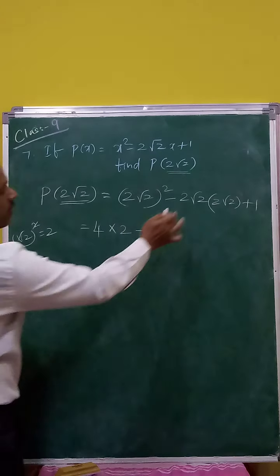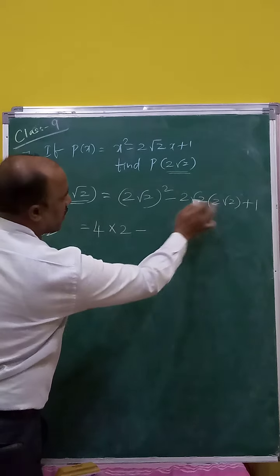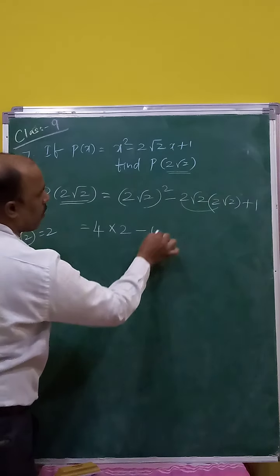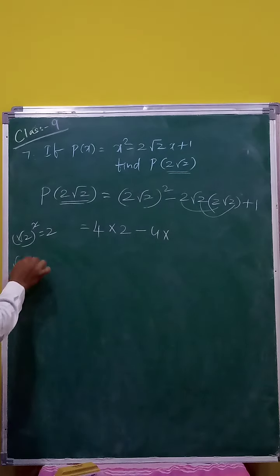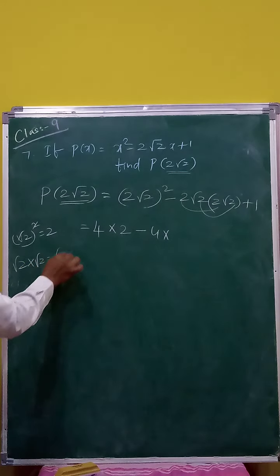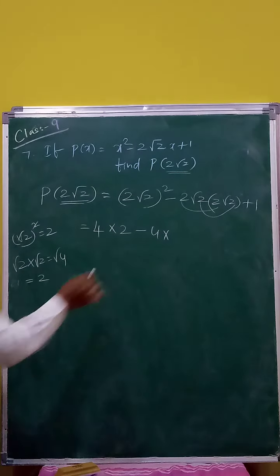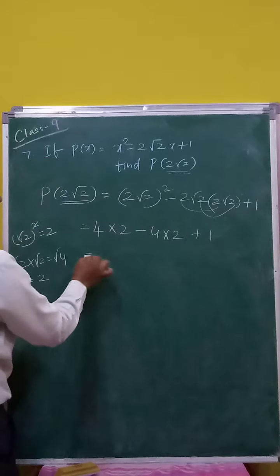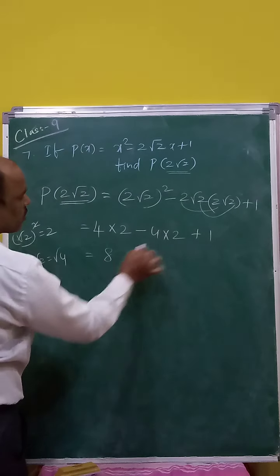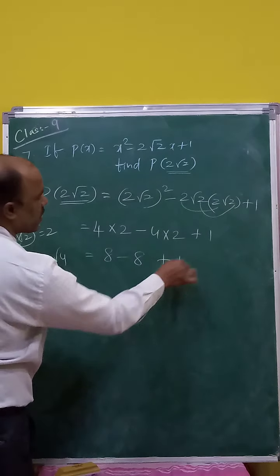Next, here multiply again same way. First rational numbers, 2 into 2, 4. Again root 2 into root 2, it is root 4. Root 4 value we know it is 2. Again same. And last one no change, plus 1. 4 2s are 8. Here also same. 4 2s are 8 plus 1.